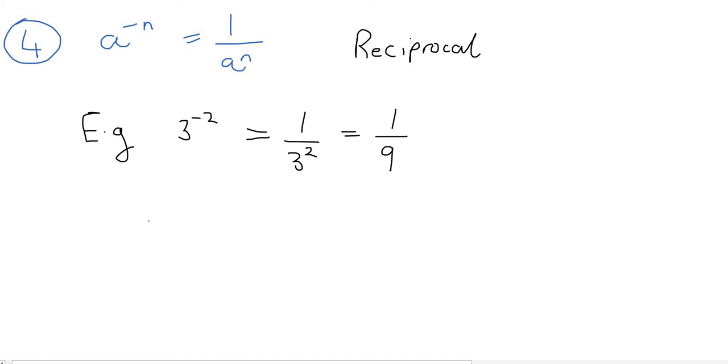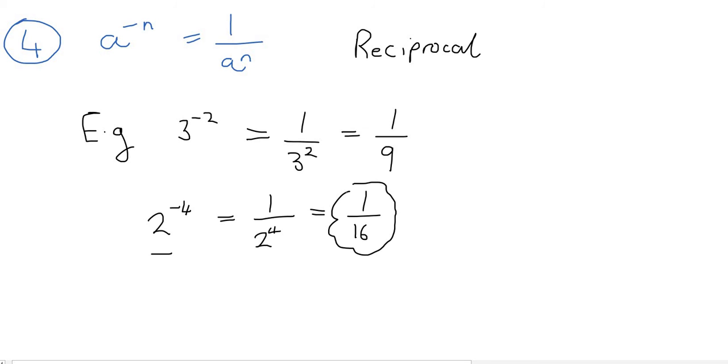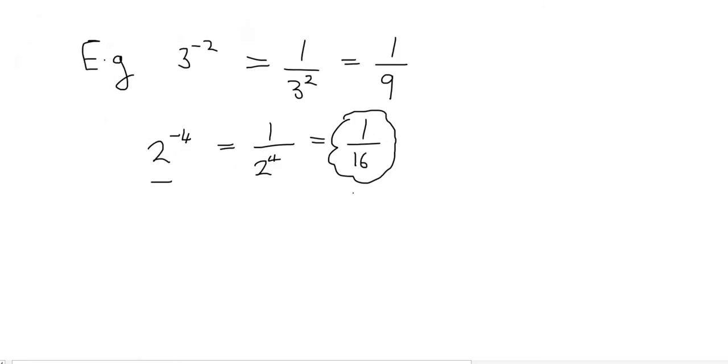Okay, another example then, quickly. 2 to the minus 4, well, it's just 1 divided by the base number with a positive power. Again, we know what 2 to the 4 is, it's just 16. So 2 to the minus 4 equals 1 over 16, like so. That's our rule number 4 there.